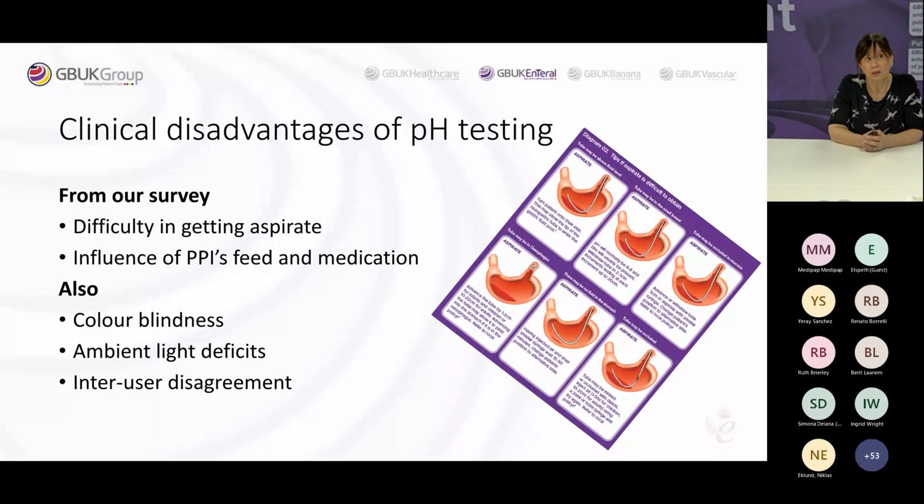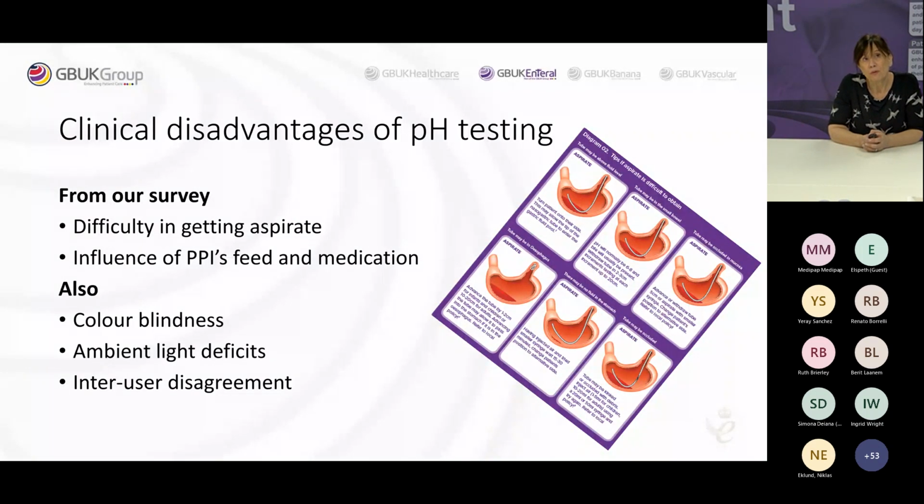But in addition to that, there is also colour blindness, because strips are read using coloured pads. Ambient light deficits: if the light is not good where the strips are being read, that can influence the reading of the strip. And also inter-user disagreement and anxiety. Some users report that they get quite anxious when they have to carry this out, and if the policy locally is that 2 people need to read the strip, then that can cause some inter-user disagreement.